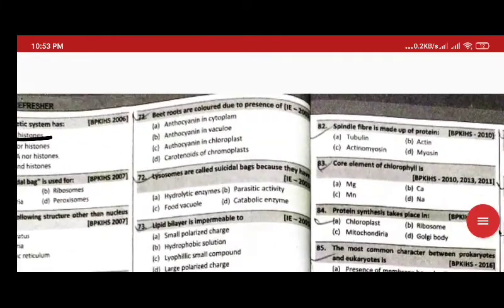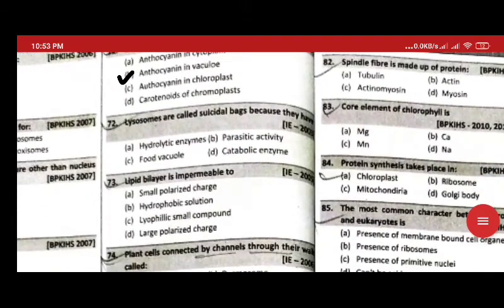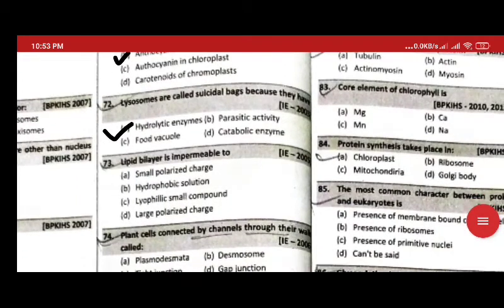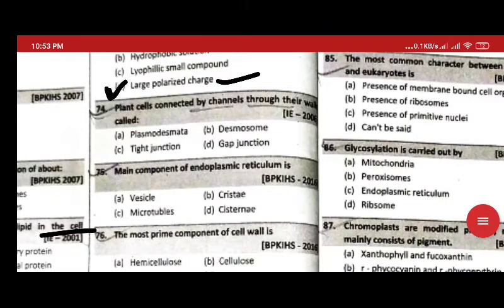Now we have 21, beetroot. So beetroot is for anthocyanin vacuoles. Now lysosomes are considered suicidal bags because they have what? Hydrolytic enzymes. Now 73, lipid bilayer is impermeable to, so mainly this is impermeable to polarized charge, that is D, because lipid is non-polar and soluble in non-polar.